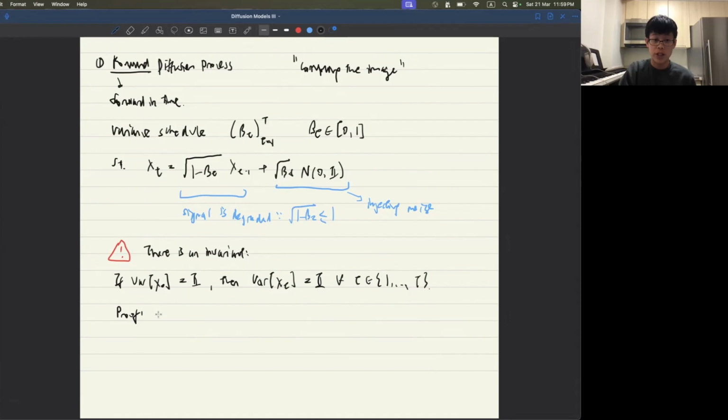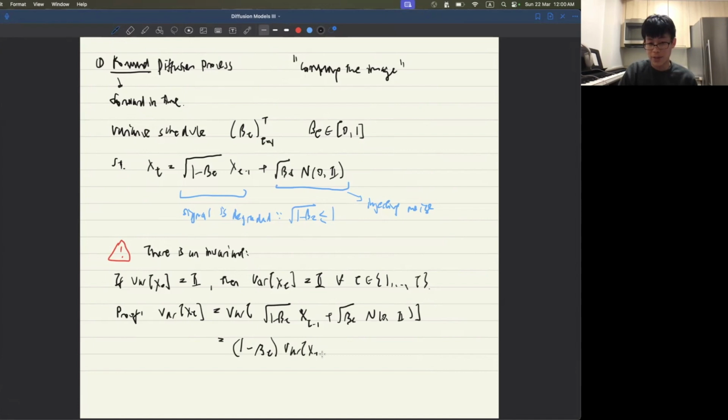To prove this, we can just use the definition of xt in the one-step forward diffusion process to get the variance of xt as the variance of the substituted definition. These two terms are independent of each other because the noise is injected independently of the state anyway. And we know that the variance of a constant times a random variable is the constant squared times the variance of the random variable. So this is just 1 minus beta t times the variance of xt minus 1 plus beta t times I. And by induction hypothesis, the variance of xt minus 1 is I. So this is just equal to I.